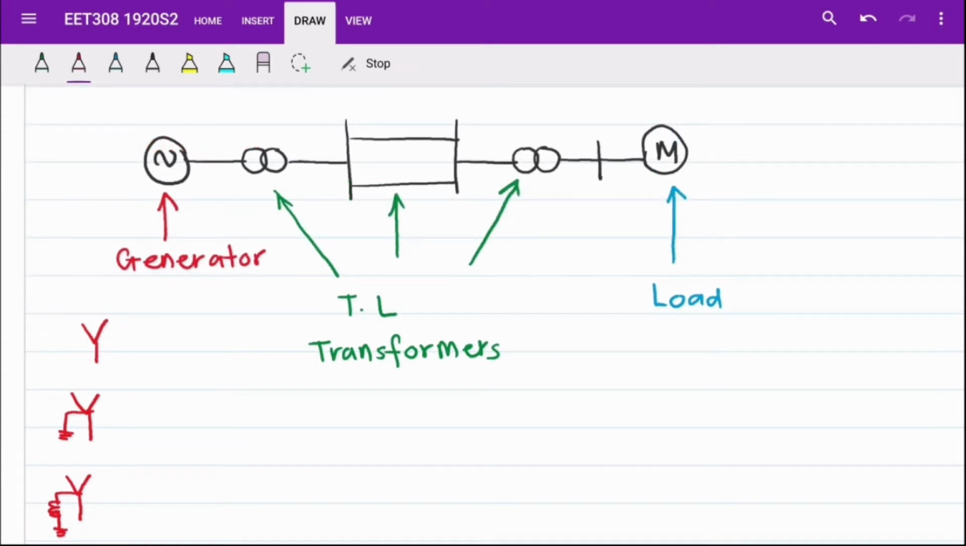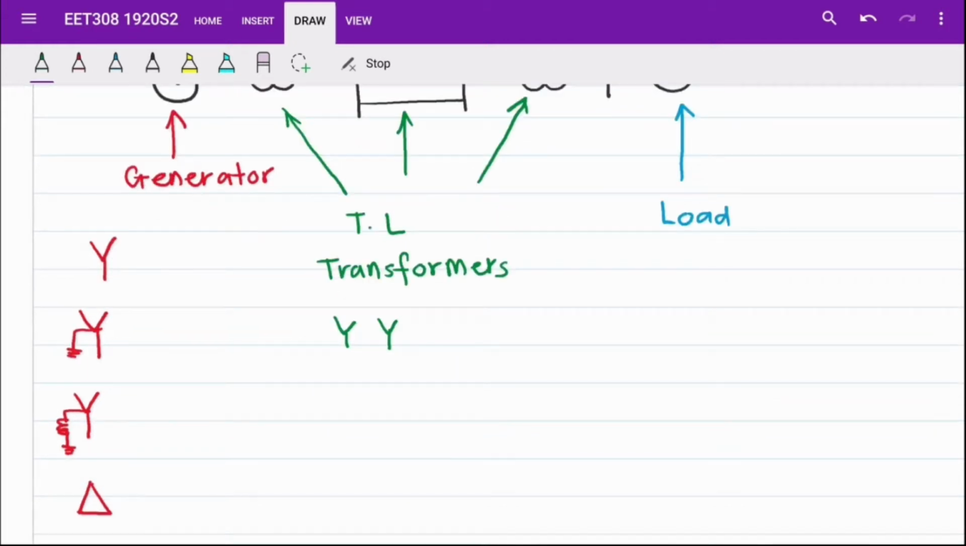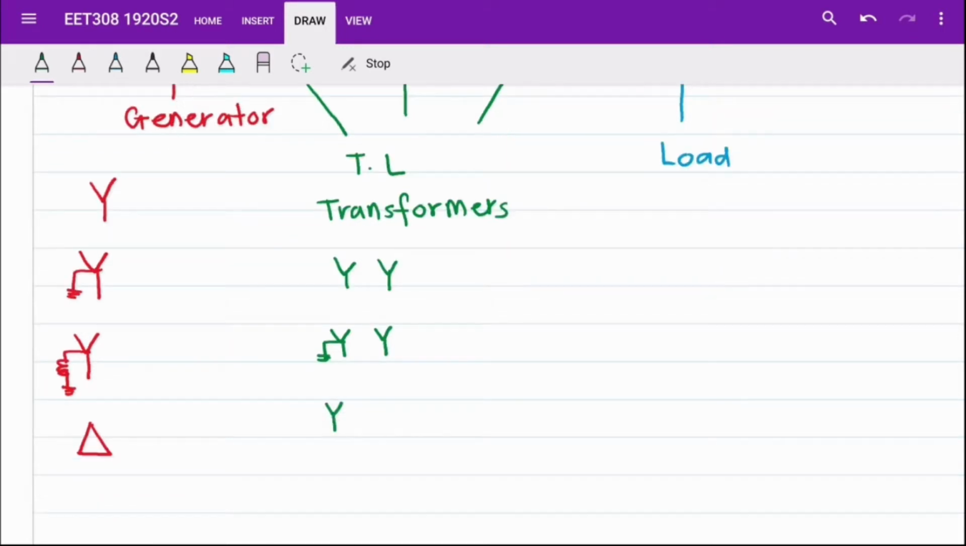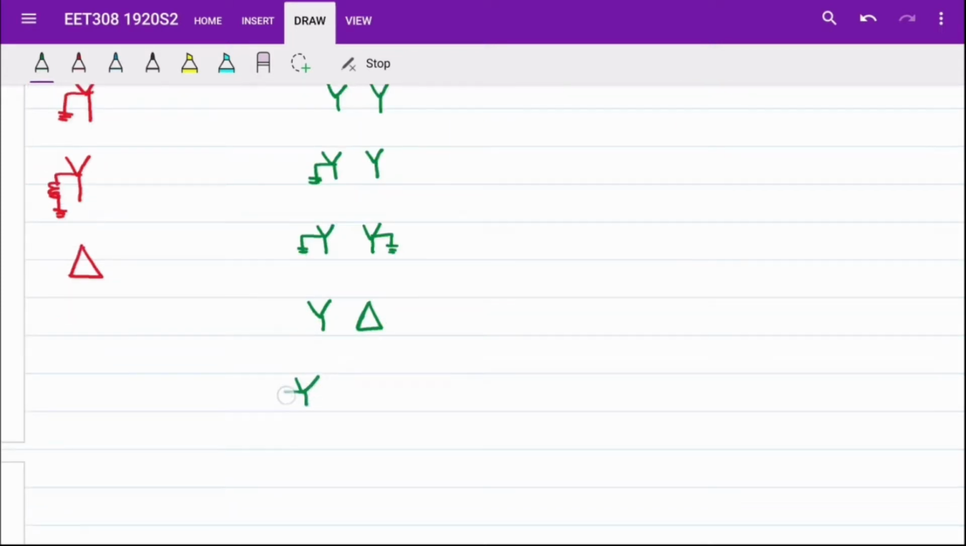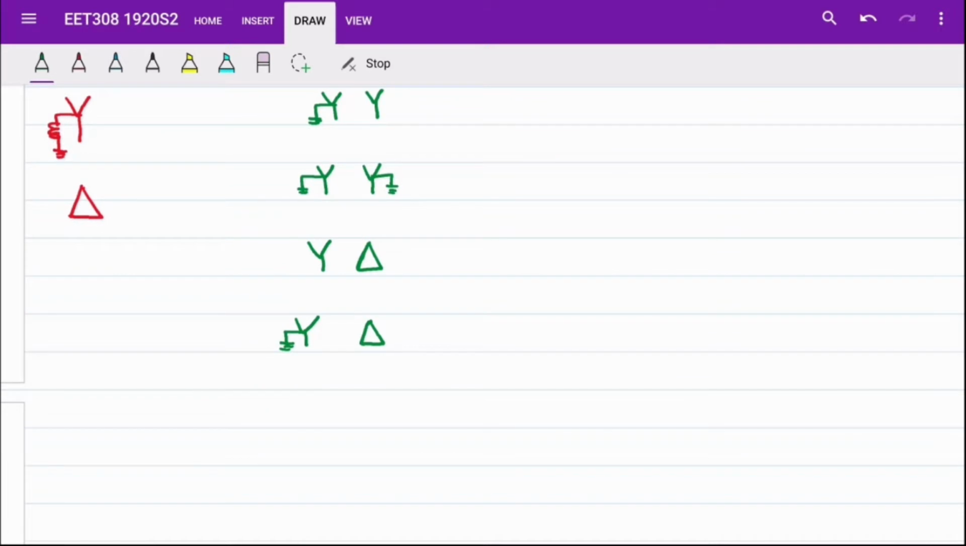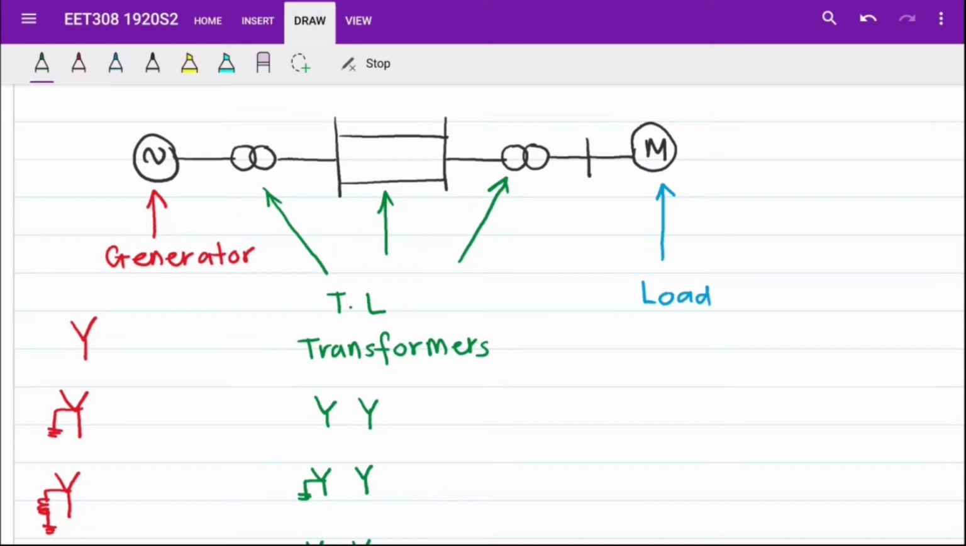For the transformer impedance connection, there are 6 combinations of impedance connection. First, YY connection. Second, Y to ground with Y connection. Third, Y to ground with Y to ground. Fourth, Y with delta. Fifth, Y to ground with delta, and the last one is delta-delta connection. For the load, in this analysis, we will only consider the load with Y connection.